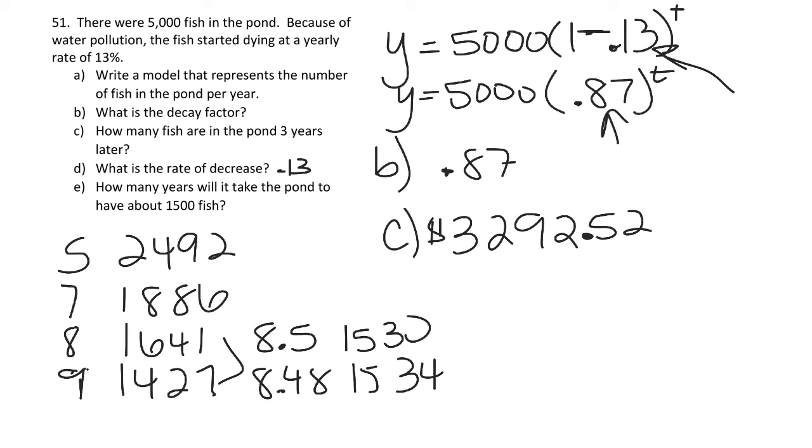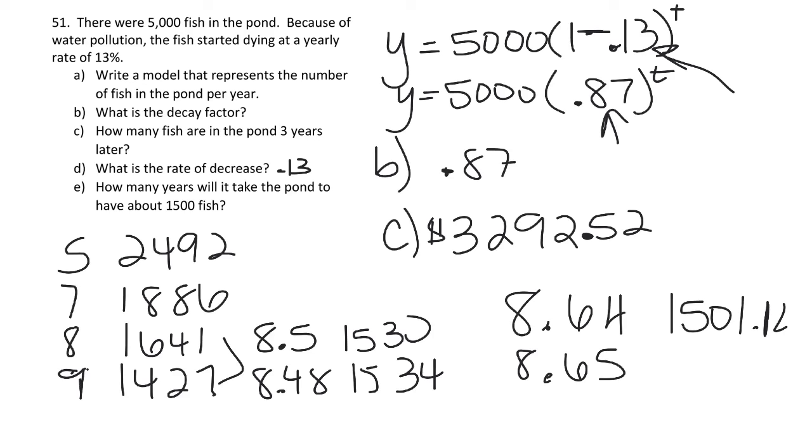8.6. 8.61 is 1507, 8.62, 1505, 8.65, 1499, 8.64 is 1501. So it's somewhere between 8.64 and that gave me 1501. So you're just in your calculator checking it till you get close. When I did 8.65, I got 1499.03. So right there, it's somewhere between those two.